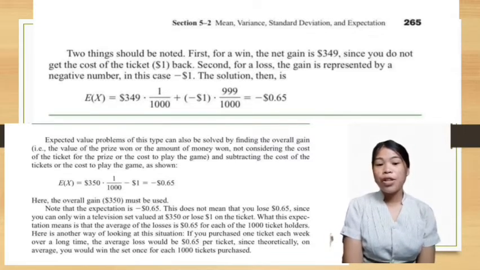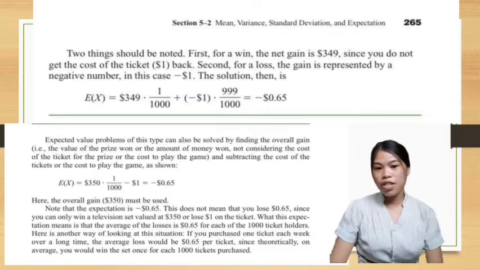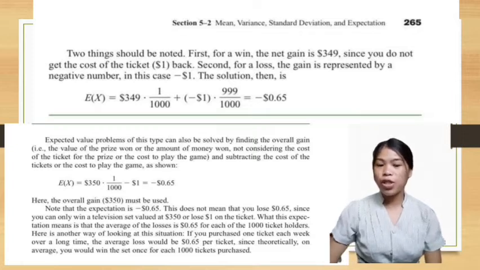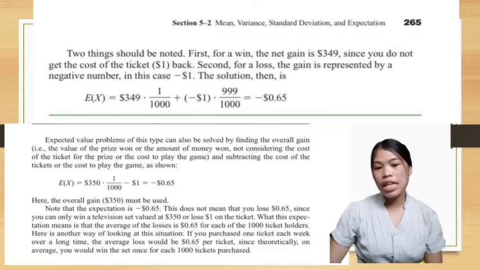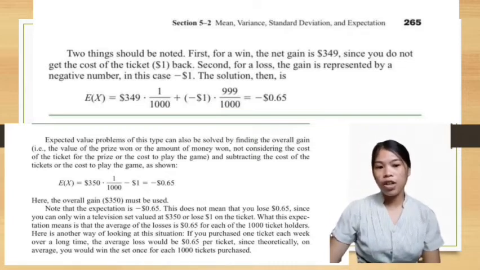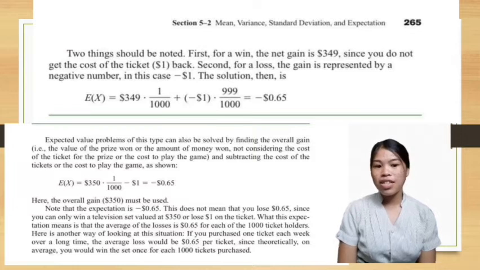So note that the expectation is negative $0.65. This does not mean that you lose $0.65 since you can only win a television set valued at $350 or lose $1 on the ticket. What expectation means is that the average of the losses is $0.65 for each of the 1,000 ticket holders.